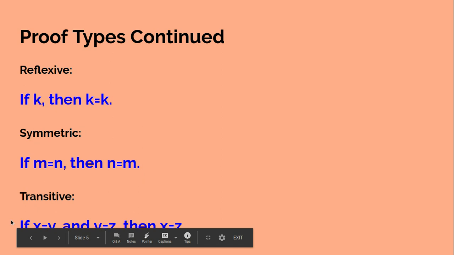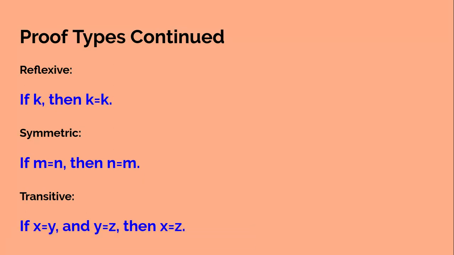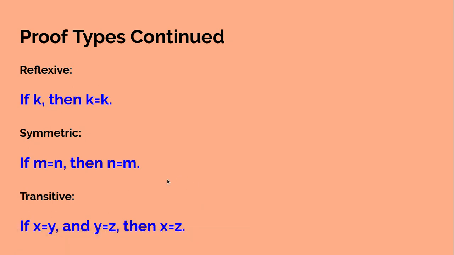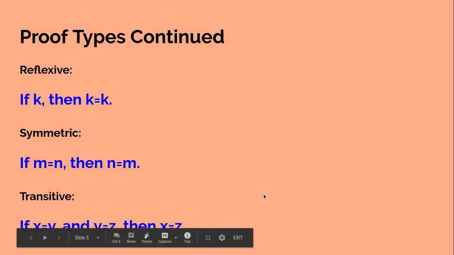And transitive, let me wait for that thing to go away. If x equals y and y equals z, then x equals z. And Mr. Shives described this as two bridges. So you can do x to y and then y to z, and y is the bridge that connects them. Hopefully this makes sense.